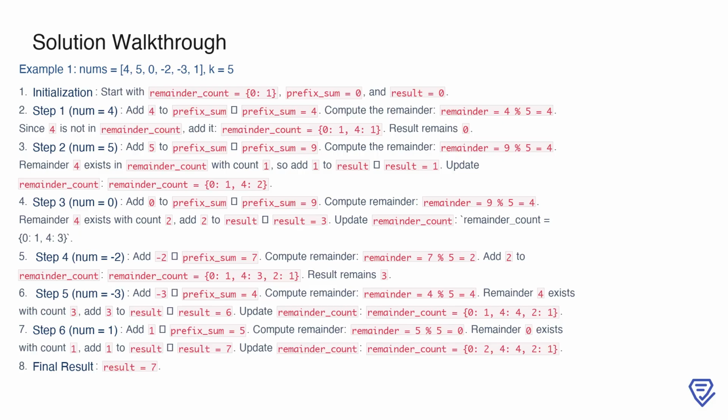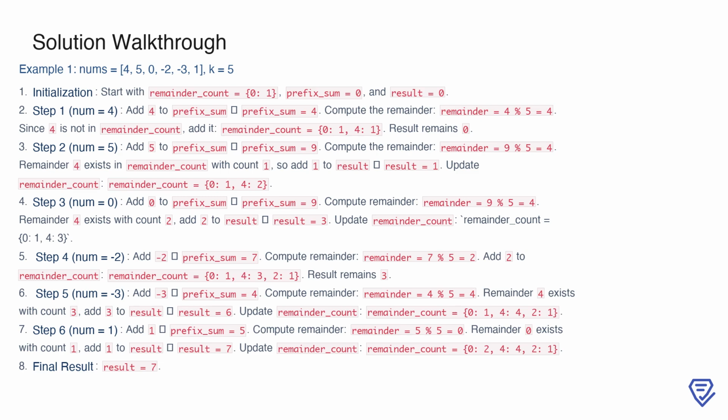Now, for the first number, 4, we add it to our prefix_sum, which becomes 4. The remainder when dividing 4 by 5 is also 4. Since this remainder is not in our hash map, we add it, so remainder_count becomes {0: 1, 4: 1}. The result remains 0 because this is the first time we've seen this remainder.